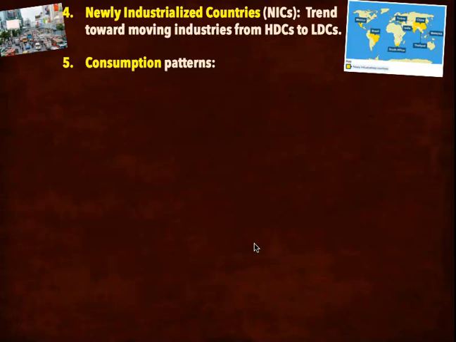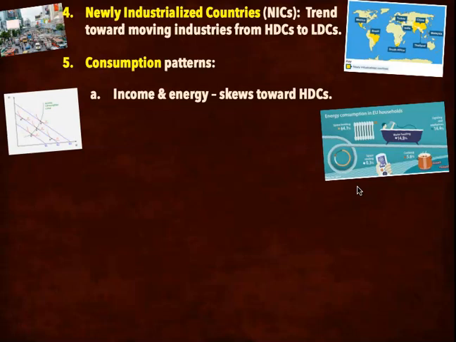All right. Consumption. When we talk about consumption in Unit 7, we're talking specifically about using resources, when it gets into the area of wants and needs, and the resources necessary to make sure that people get what they want or what they need. And so when we look at things like what we have right here, income and energy, what we tend to see is, when I say skews, it means that when we look at highly developed countries, we are going to see higher incomes. We're also going to see higher energy consumption.